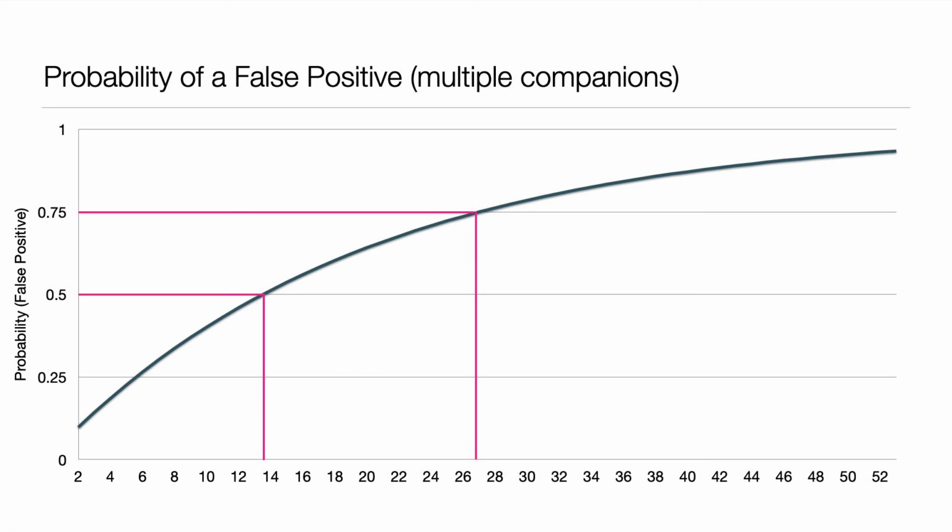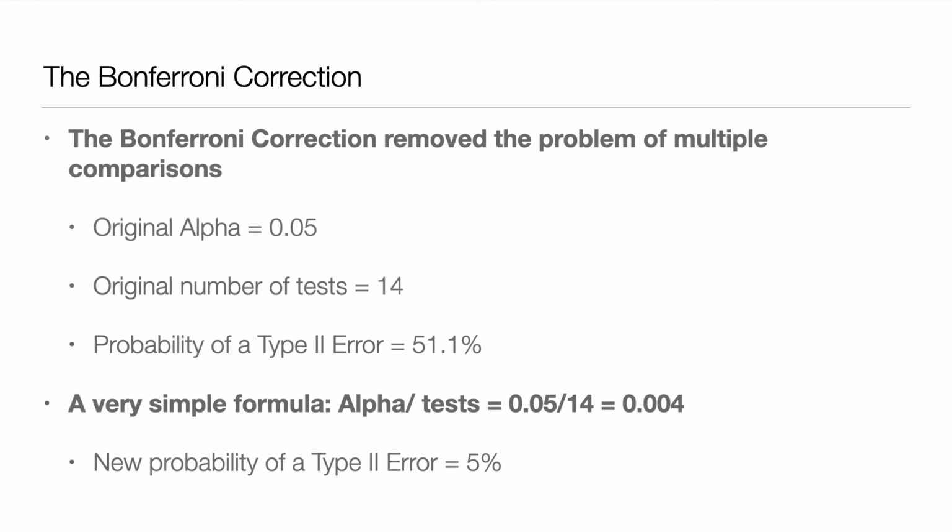So we can fix this, and we've got a concept called a Bonferroni correction. A Bonferroni correction is where you take the original alpha, divide it by the number of tests that you are doing. So if we have original alpha of 0.05, 14 tests, 0.05 divided by 14 equals 0.004. 0.004 becomes our new alpha for all of those 14 tests.